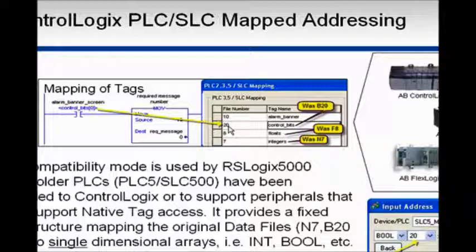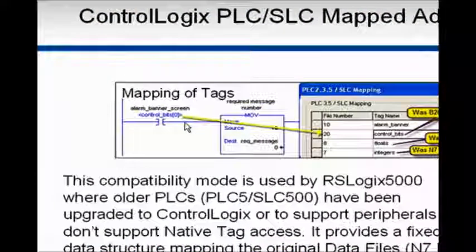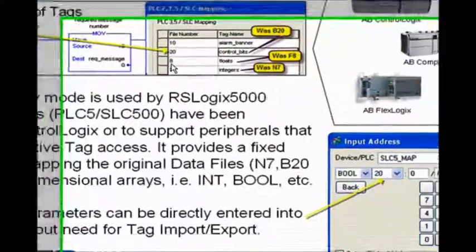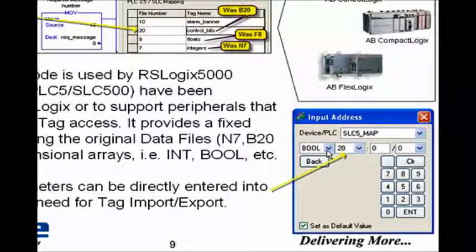file number. So for example, here we have an array called control bits with file number 20. This was actually originally B20. In the RSLogix software, you use the actual name, and there's a name and an array element. But when you communicate to the ControlLogix device, you use a simpler structure, something more akin to the original B20:0. It's called bool as opposed to B, but it's essentially the same thing.